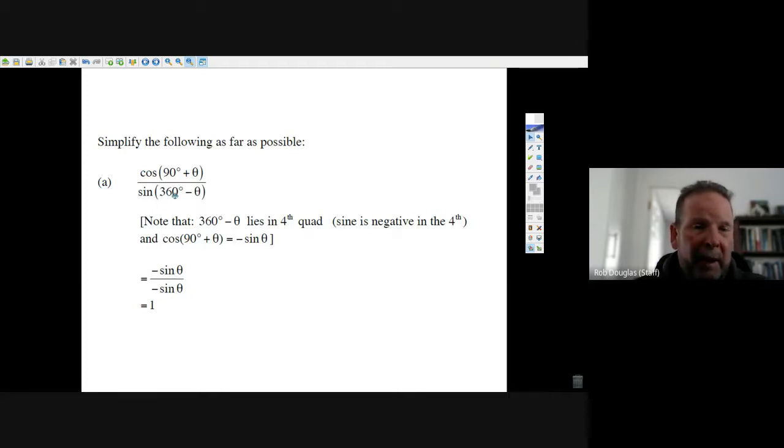Well, you have another reduction thing here, 360 minus theta. That's the fourth quadrant. Sine's negative there. A minus sine theta on the top, a minus sine theta on the bottom. When you divide, it just becomes positive 1.